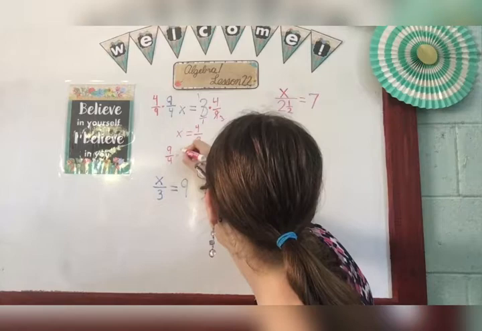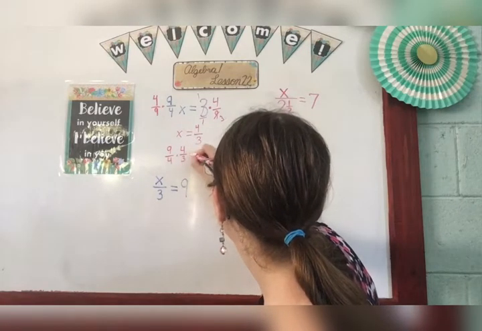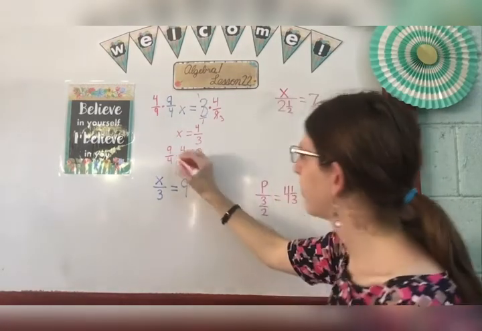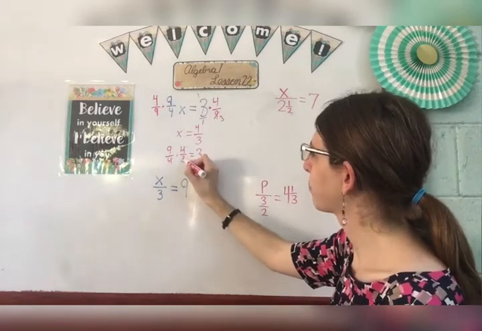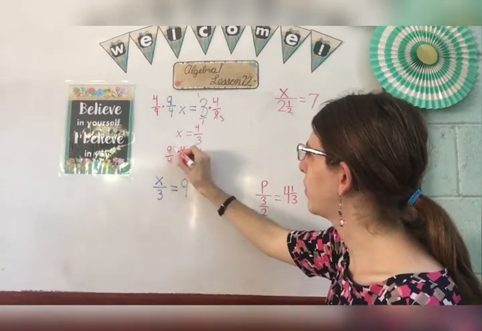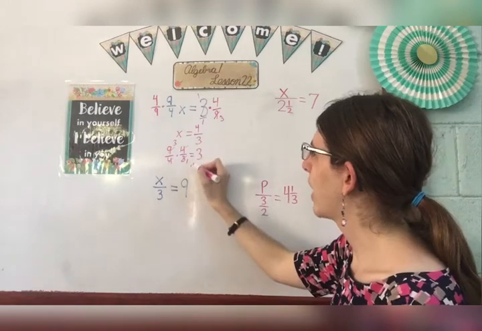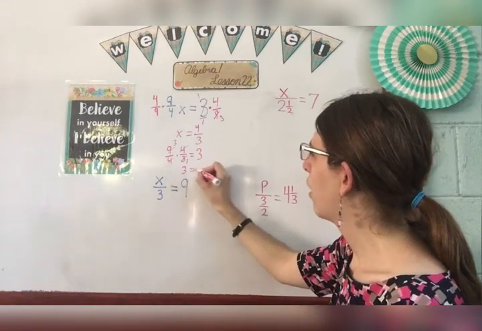9/4 times 4/3 equals 3. My 4's cancel. 3 goes into 3 one time. 3 goes into 9 3 times. So that's 3 over 1, which equals 3.